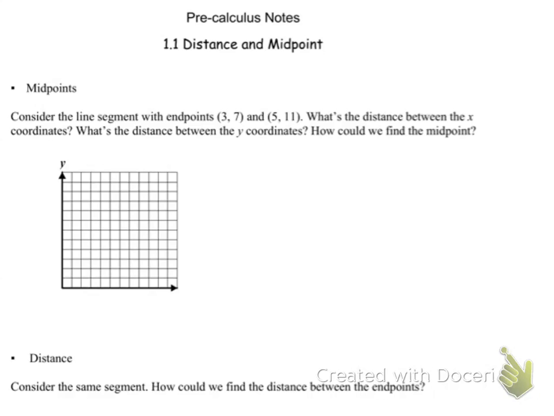and 5, 11. And to find the distance, what would be the distance between the x coordinates and the y coordinates? So first, if I plot those points, if I go to 3, here's 3, that's kind of hard to see. 2, 4, 6, 8. So if I go to 3, 7, I'll be right there. And then I need 5, 11. So 5 would be here. This would be 10. And so 5, 11.